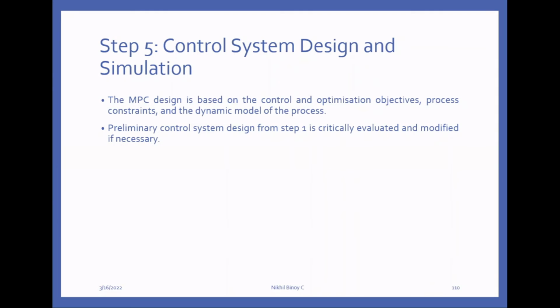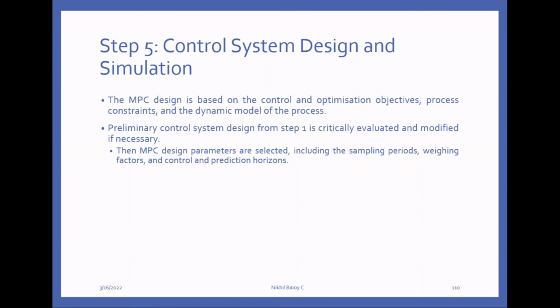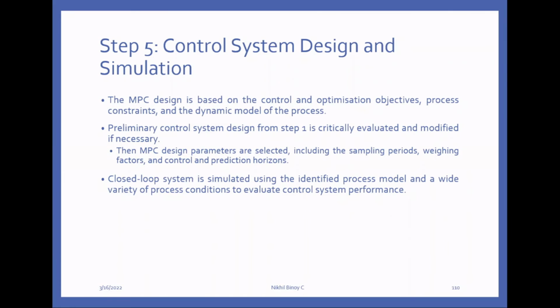Preliminary control system designs from step 1 are critically evaluated and modified if necessary. We discussed 7 steps used for model predictive control design. These 7 steps are critically evaluated in each step, and if necessary we have to repeat them. Then MPC design parameters are selected, including the sampling period, weighting factor and the control and prediction horizon.